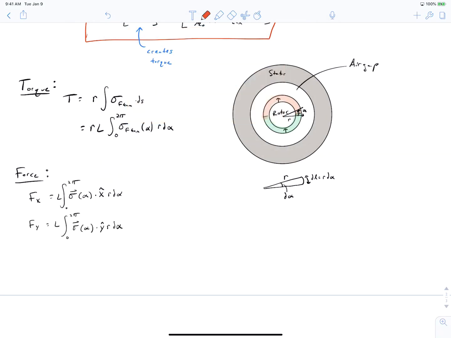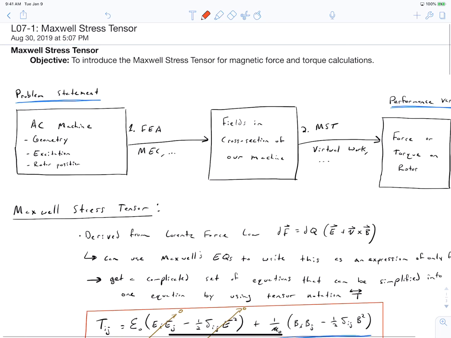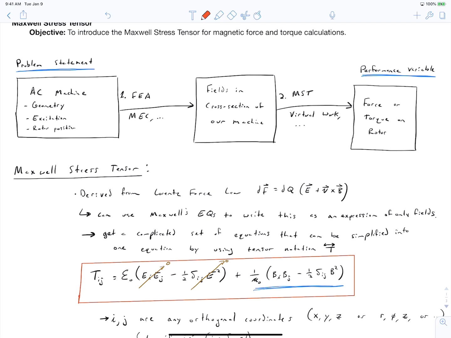So that's the level of depth that I want to leave it at this point. So now you know how to calculate, in principle, your total torque and force acting on the shaft of the motor if you are given the magnetic fields that are in the air gap of your machine. In summary, we've introduced the Maxwell stress tensor, and we've talked about how this fits within the broader context of our course, how we go from being given an AC machine, we can use techniques to calculate the magnetic fields in the cross-section of the machine, and then use those fields to calculate the force or torque that is acting on the rotor.